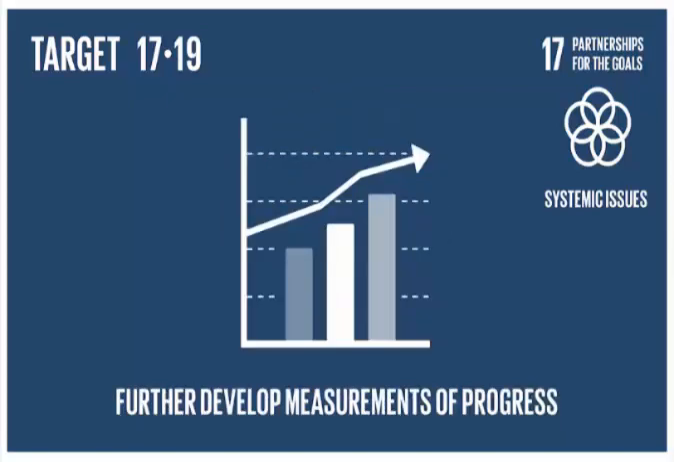Target number 19. Build on existing initiatives to develop measurements of progress on sustainable development that complement gross domestic product and support statistical capacity building in developing countries. Now we can say that we covered all the Sustainable Development Goals and their targets.